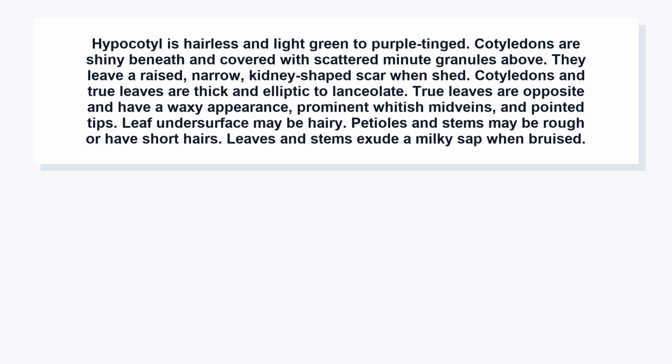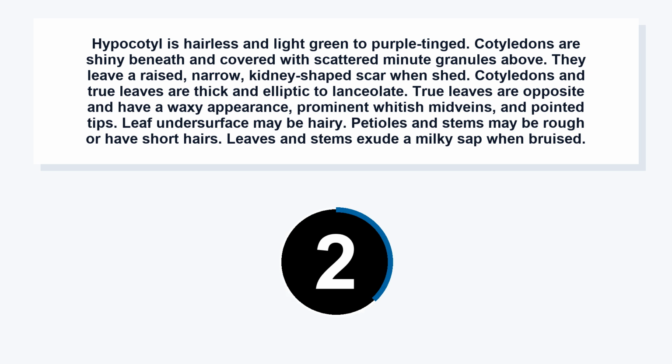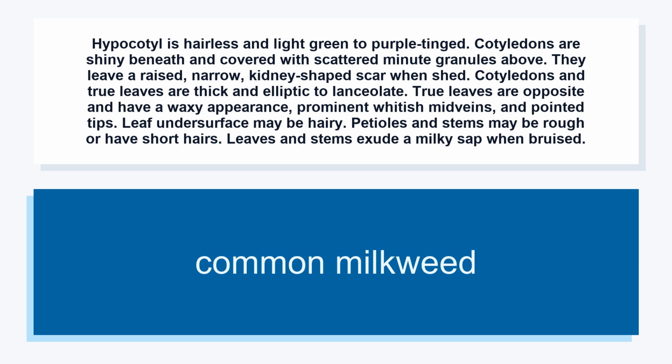Hypocotyl is hairless and light green to purple tinged. Cotyledons are shiny beneath and covered with scattered minute granules above. They leave a raised, narrow, kidney-shaped scar when shed. Cotyledons and true leaves are thick and elliptic to lanceolate. True leaves are opposite and have a waxy appearance, prominent whitish midveins, and pointed tips. Leaf undersurface may be hairy. Petioles and stems may be rough or have short hairs. Leaves and stems exude a milky sap when bruised. Common milkweed.